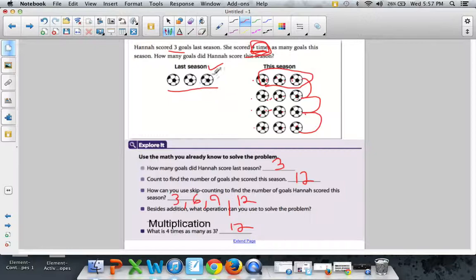They just wanted you to see that you can use pictures to represent multiplication problems. This is 4 times 3, or 3 times 4. And what you see is the 3 right here, and the times 4 is happening there. And as you can see, that's 12 soccer balls. So yes, 4 times 3 is 12.